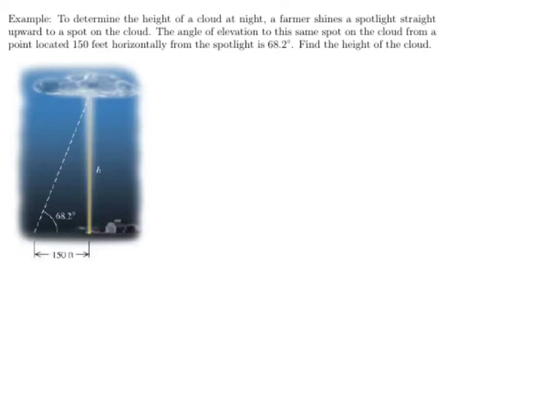Now, when you have a question like this, we just want to realize that this is a right triangle. So here's our right angle. And this angle, 68.2 degrees, let's call that angle theta. So from angle theta, this 150 feet is the adjacent side, and we're trying to figure out this height, and let's call the height the opposite side.